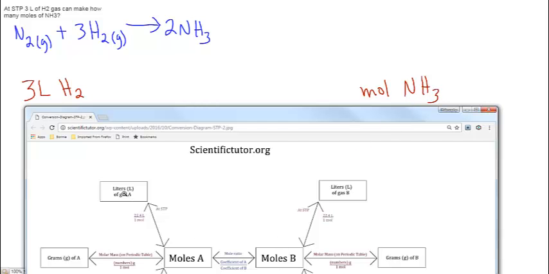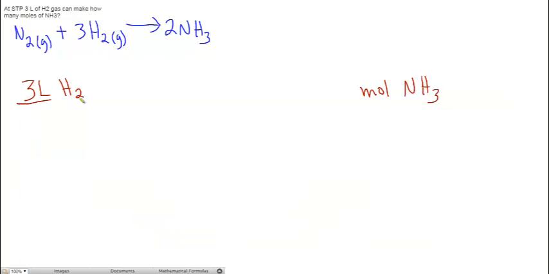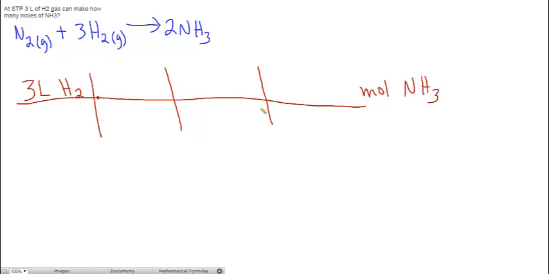So we're going to go from here through 1 arrow, through 2 arrows, and we're going to end up here at moles of NH3. If we go through 2 arrows, that means we have 2 conversions. Let's start to set those up. My first conversion will be here, and my second conversion will be here.